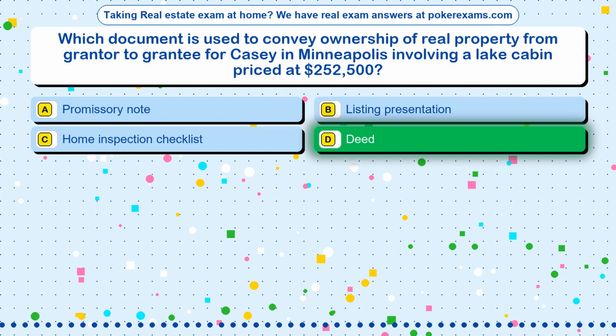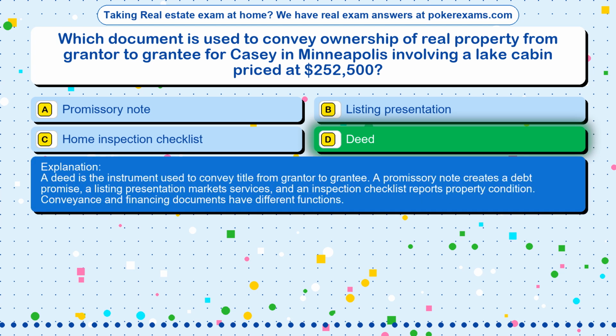The correct answer is option D, deed. A deed is the instrument used to convey title from grantor to grantee. A promissory note creates a debt promise, a listing presentation markets services, and an inspection checklist reports property condition. Conveyance and financing documents have different functions.